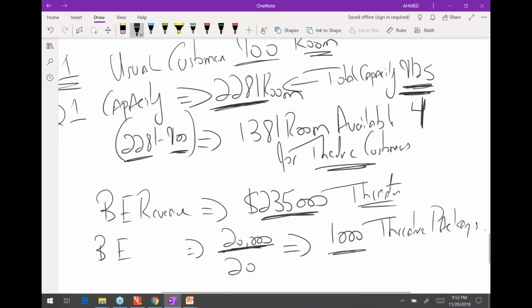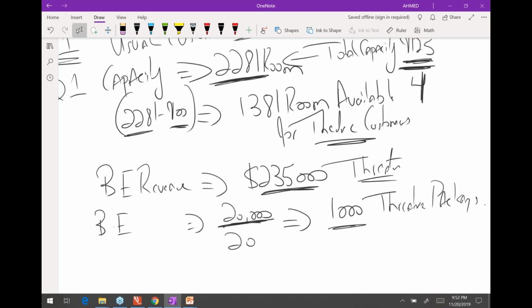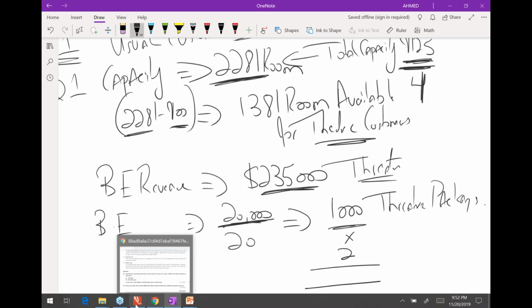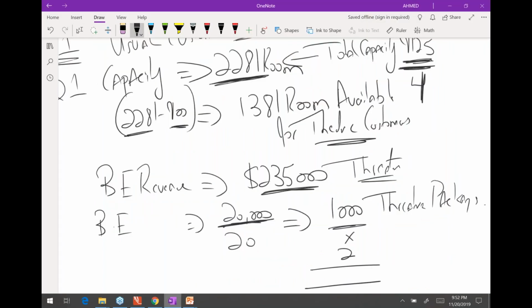Okay, so 1,000 theater packages will be required, and each theater package, listen very carefully, means 2 nights will be required. 2 nights will be required because the question stated that for each theater package, a couple has to pay for 2 consecutive nights, which means 2 nights will be required for each theater package. So if 1,000 theater packages are required for the break even, into 2 means 2,000 rooms will be required for break even. This is break even of theater packages. Are you getting the point? And each theater package requires 2 nights. So this means 2,000 rooms will be required for break even.